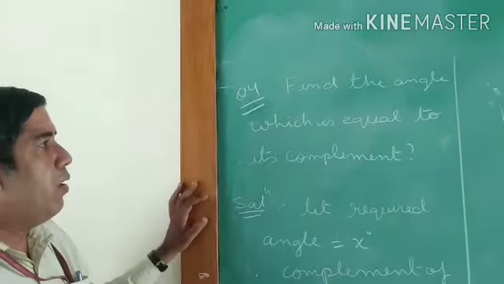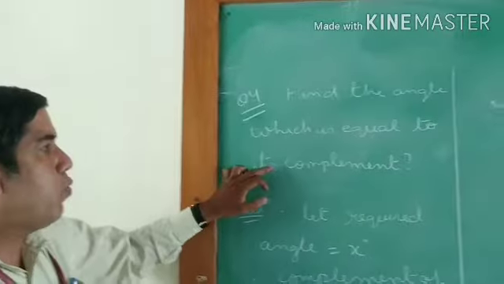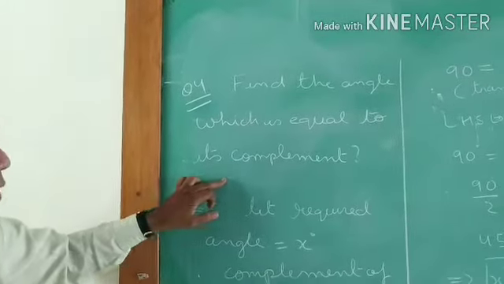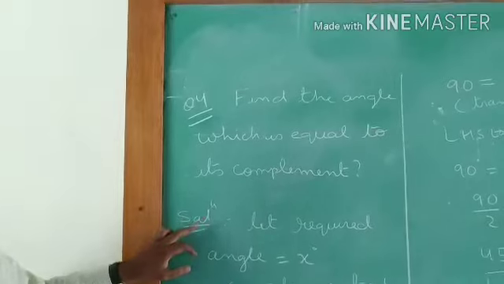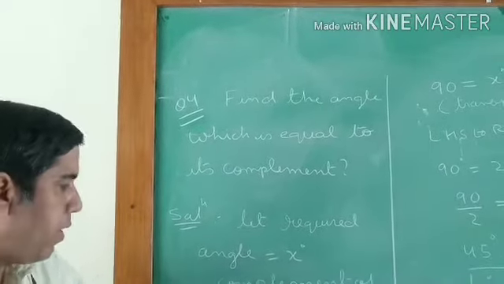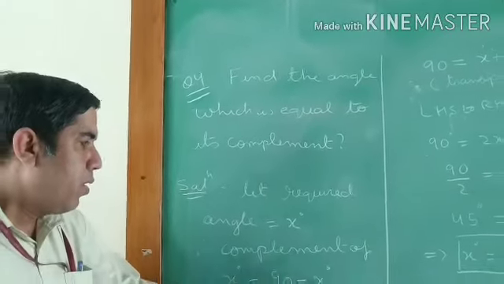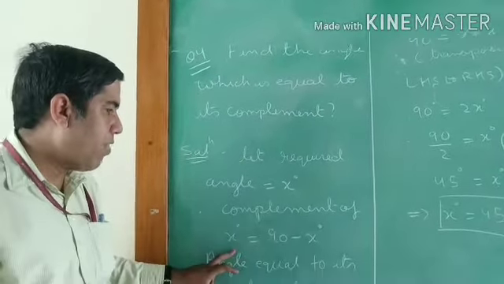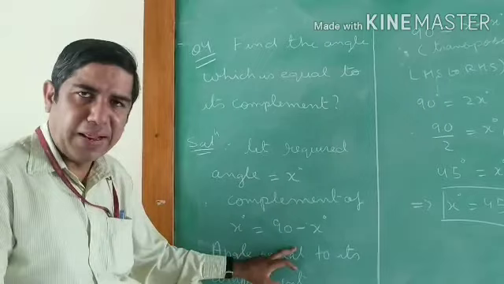Find the angle which is equal to its complement. Find the angle which is equal to its complement. Let the required angle equal to x degree. So x is equal to, now complement of x is how much? 90 minus x. Right here.